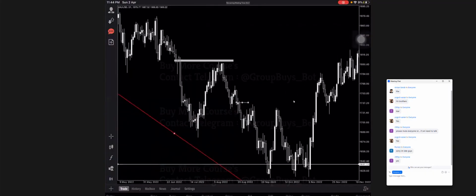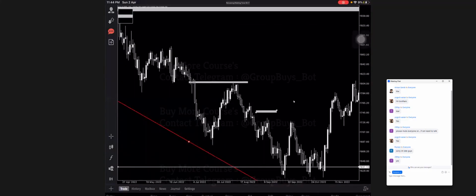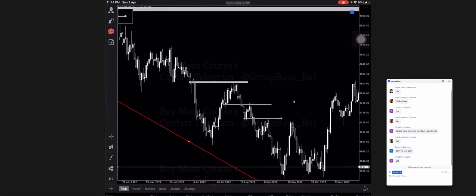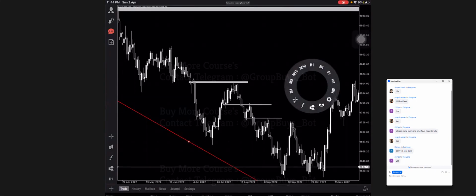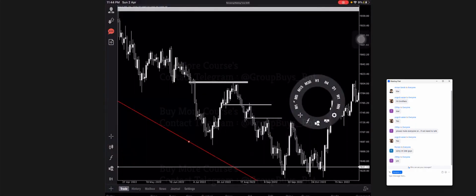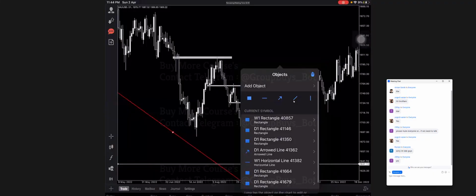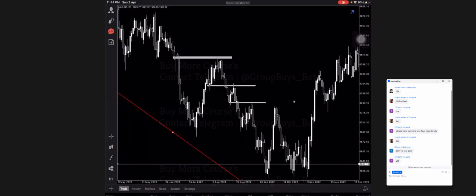Okay. For example, you can re-entry here, you can re-entry here, and you can re-entry here. And then people always want to re-entry at the H1 zone, H4 zone. But for me, if you want to be a swing trader, you can put your entry here, here, and here.